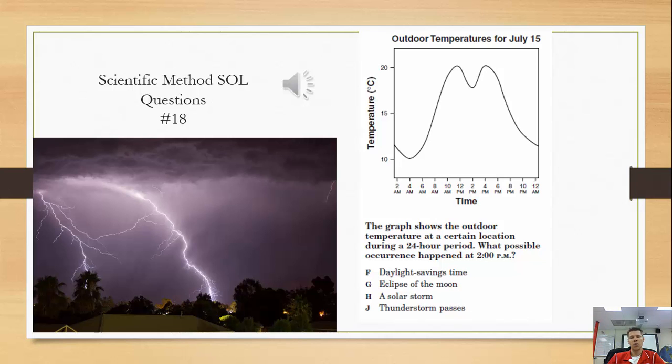A solar storm. So if we had a big storm from the sun that rained down on us, I think it would be very unlikely the temperature would drop. In fact, if something that bad happened, maybe the temperature would actually increase. A thunderstorm passed? Could it be that simple? Could it just be because it rained? Yes, that's the answer. That would be why it would cool off in the afternoon in July, because it rained.